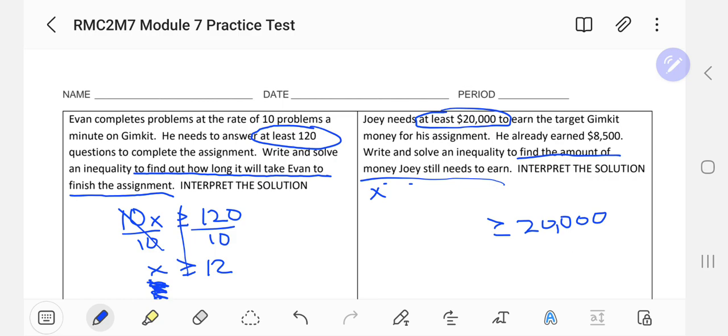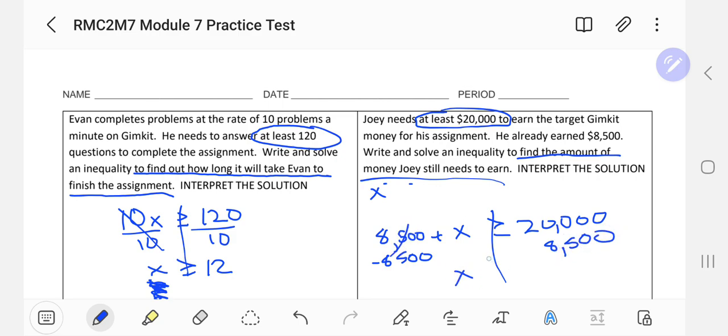All right, so we defined our variable. We found our inequality statement, and now we have to figure out, okay, what other information do we have? How does it fit this problem? He already earned 8,500, okay? And then what are we adding on to that? Well, we're adding on the amount he still needs to earn, so we're just going to add on the X, right? The amount he still needs to earn plus what he already has is going to equal the total he's aiming for. So now when we solve it, we're just going to subtract that 8,500.